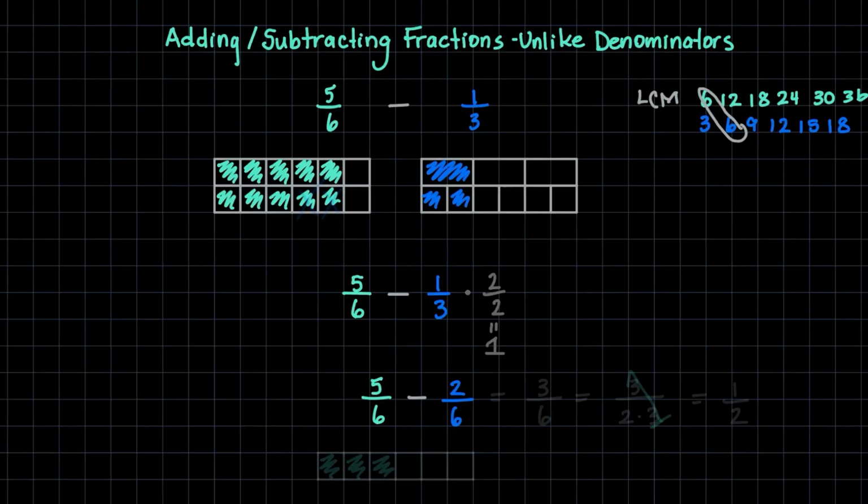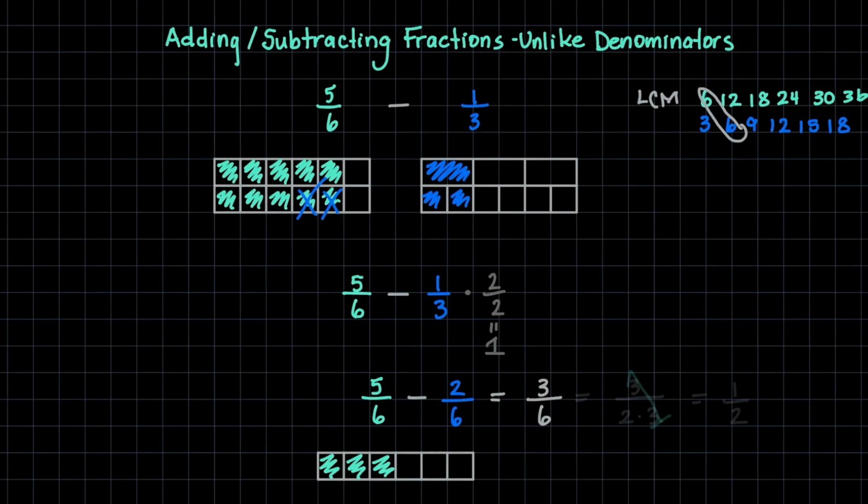But now we are subtracting. So remember, from my 5 sixths, I'm going to subtract 2 of the 6, and that's going to leave me with, remember, subtract straight across, 3 over 6. Let's look at what that looks like. One, 2, 3 out of 6.